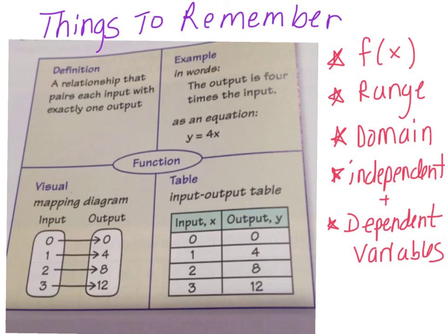Things to remember. What a function is. You can see a function in words or as an equation. Remember, the first visual we did was a mapping diagram where we used the arrows, and then today we did an input-output table. Over here is additional vocabulary that we went over today that you also need to remember. F of x, range is y, x is the domain, independent variable is x, and dependent variable is y.